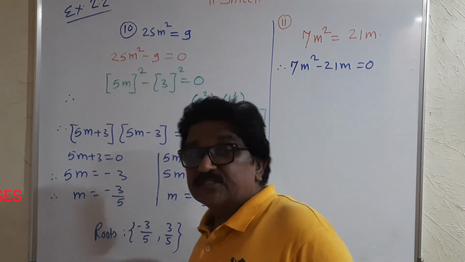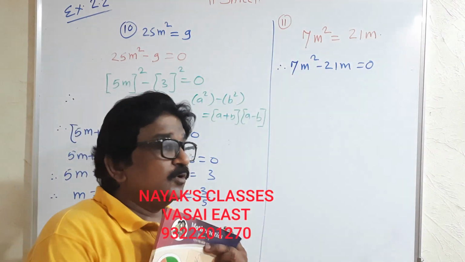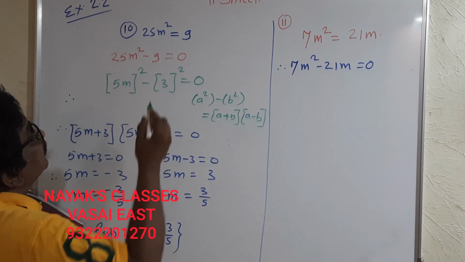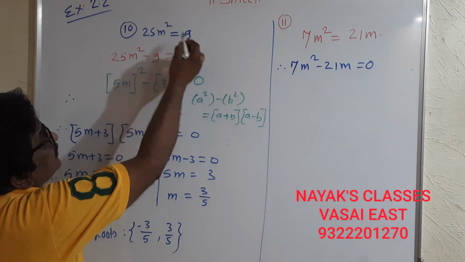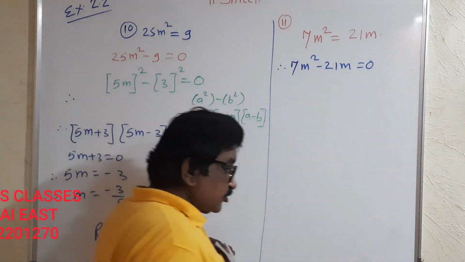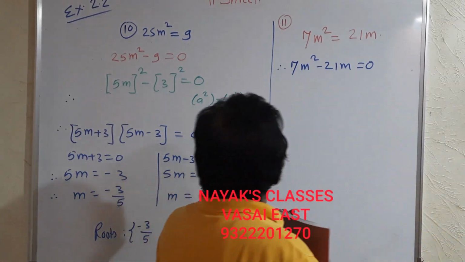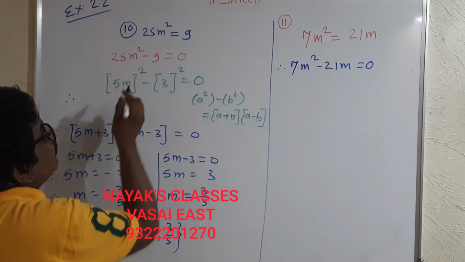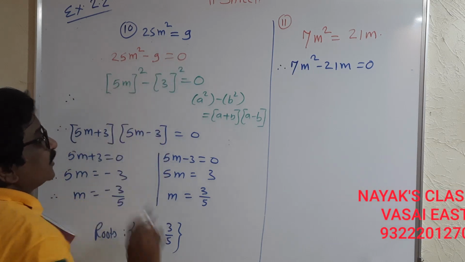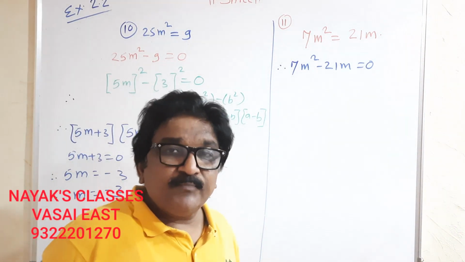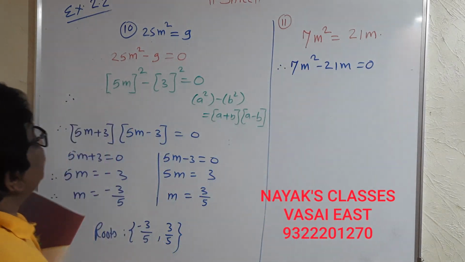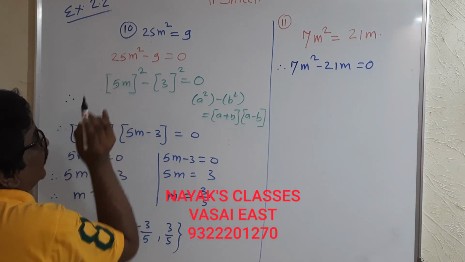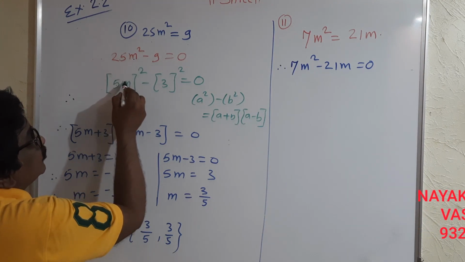This is the 10th example of exercise 2.2. See what they have done. The middle term they have taken out. 25m square is equal to 9. When you transfer that 9 to the left hand side, it will become 25m square minus 9. This can be rewritten like 25 is a square of 5, m square is a square of m.